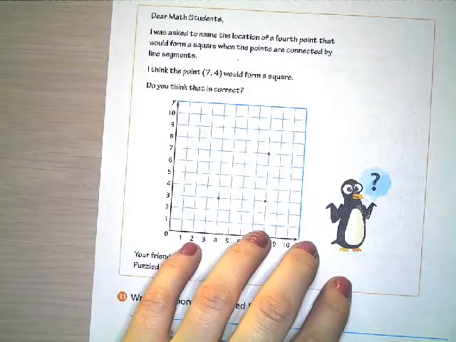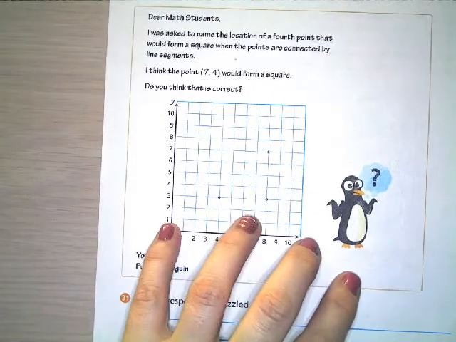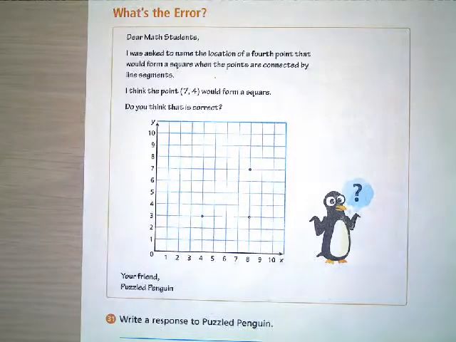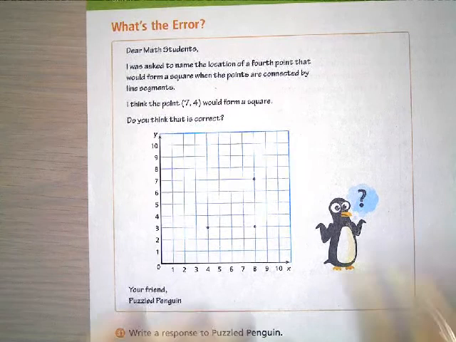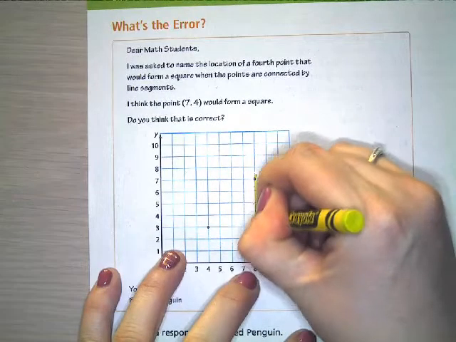I love Puzzled Penguin. We have not talked about him a lot this year, but he is so adorable. He makes all these little mistakes, and he just needs some help. So let's help him out. Dear math students, I was asked to name the location of a fourth point that would form a square when the points are connected by line segments. I think the point 7, 4 would form a square. Do you think that is correct?